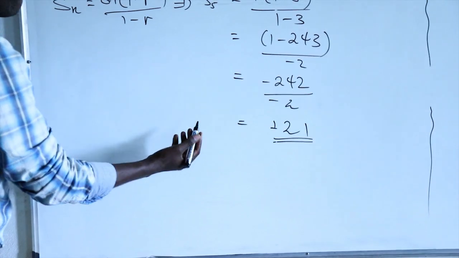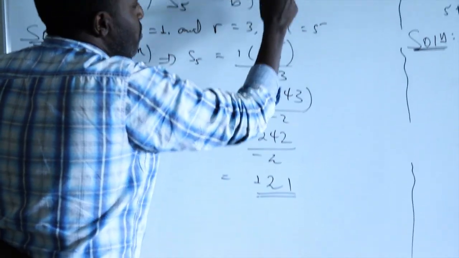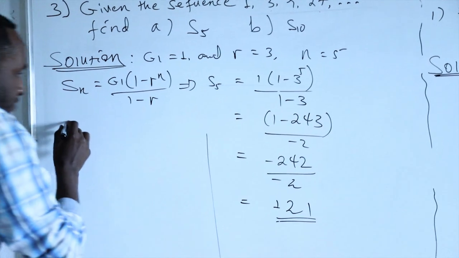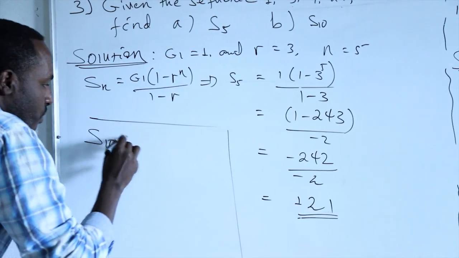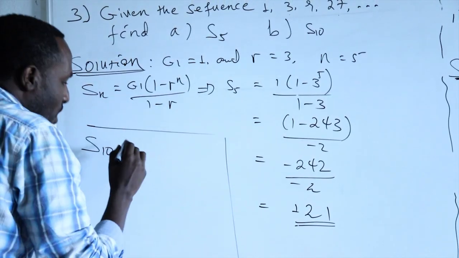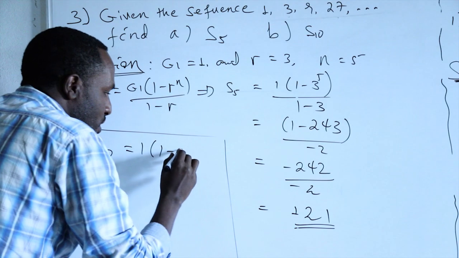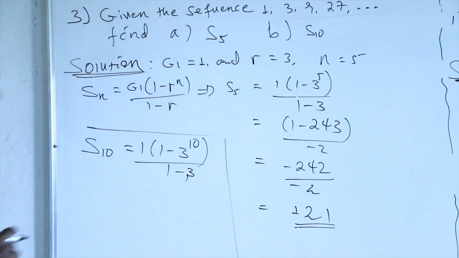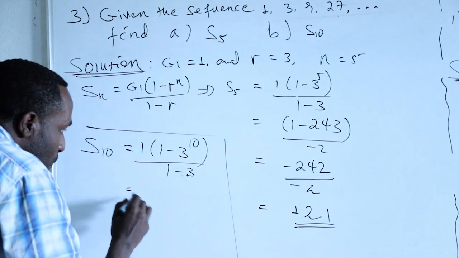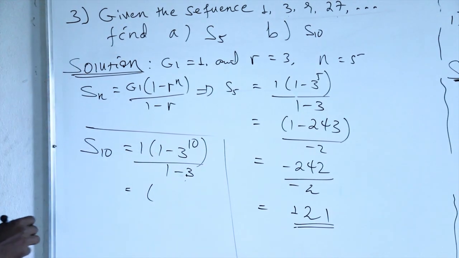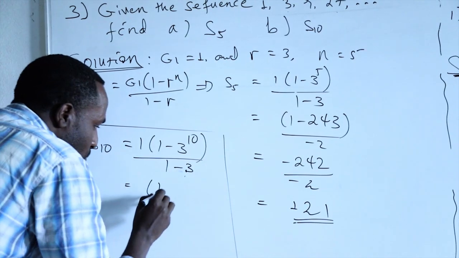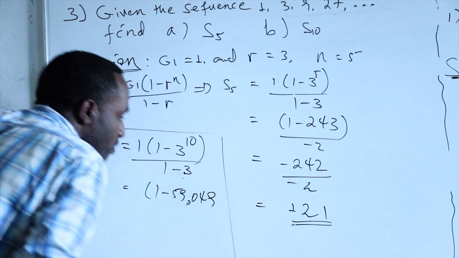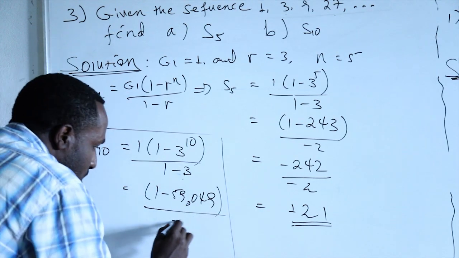Now to determine the value of S10, the sum of the first 10 terms of the sequence, we can calculate S10 as equal to G1, the first term 1, times 1 minus common ratio 3 to the power of 10, over 1 minus common ratio r, which is 3. So this equals 1 times 1 minus 3 to the power of 10, which is 59,049, over negative 2.